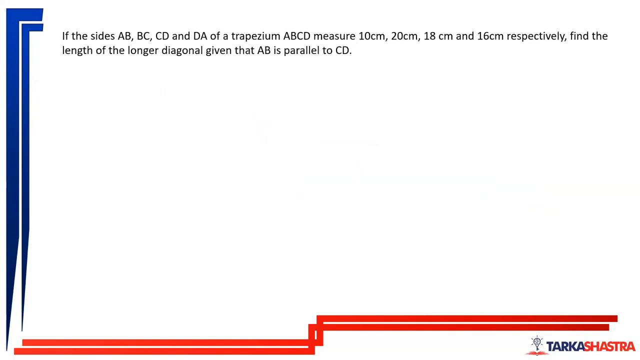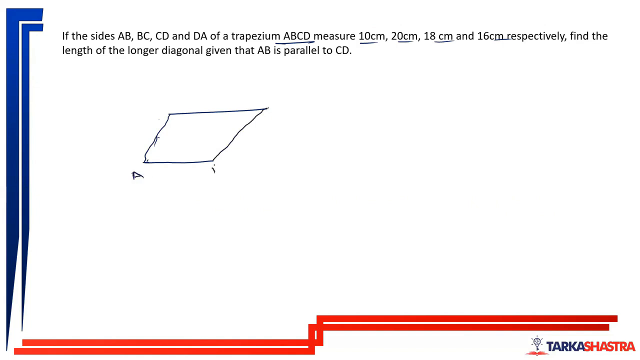Okay. Moving forward. The sides of the trapezium are given to us. If the sides AB, BC, CD, and DA of a trapezium ABCD measure 10, 20, 18, and 60 respectively, find the length of the longer diagonal given that AB is parallel to CD. Okay, easy. AB is parallel to CD. Okay. This is your trapezium.